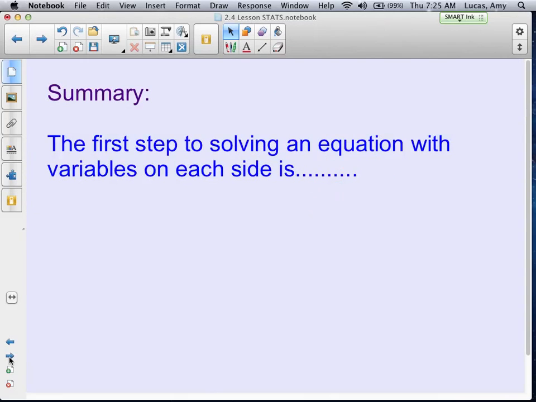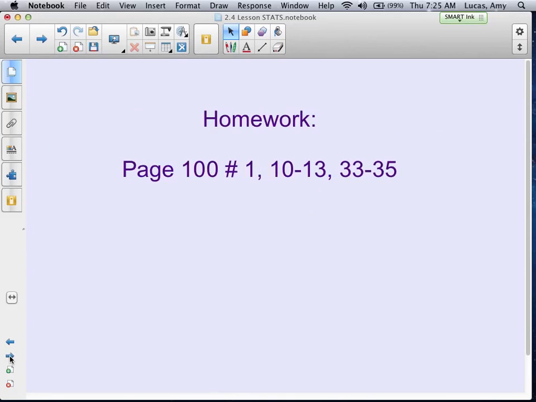So, your summary, the first step to solving an equation with variables on each side is, please answer this question, and here are your homework problems. They skip around a little bit, and there aren't very many of them, so please take your time, and if you want to write out the checks, go ahead and write out the checks.